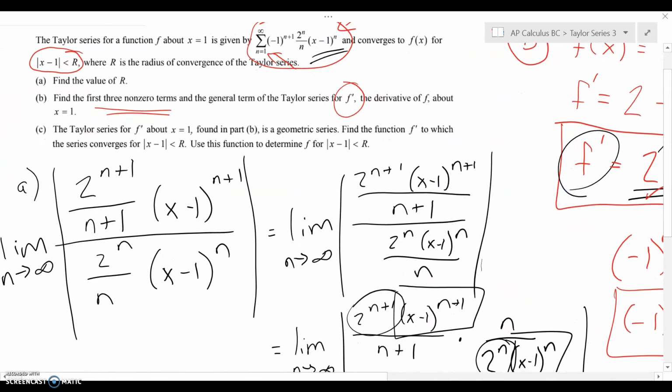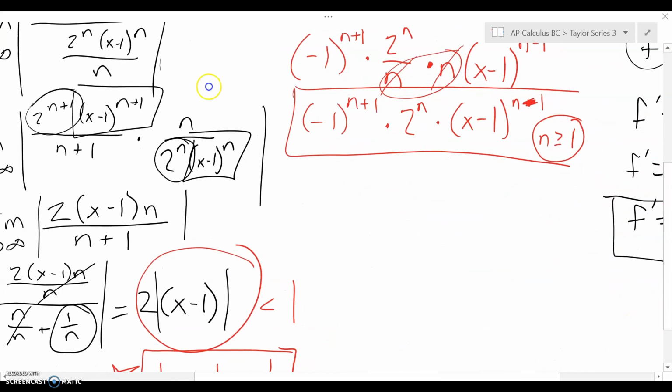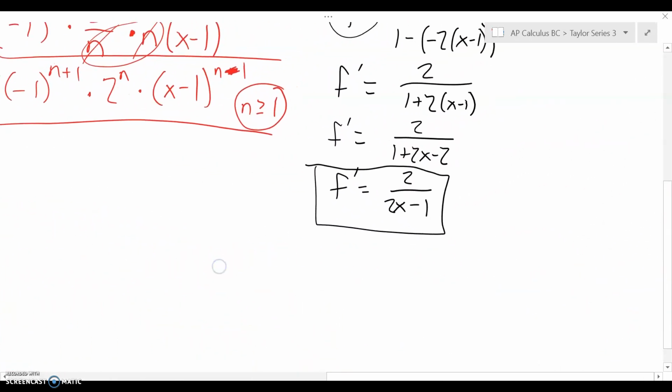So let's see. They're telling us find the function f prime to which the series converges. That's what we just did. And then use this function to determine f. Well, if I want to move from f prime to f, I need to integrate. So if I integrate f prime, I get f. That means I then need to integrate this thing. Well, how do you integrate that thing?